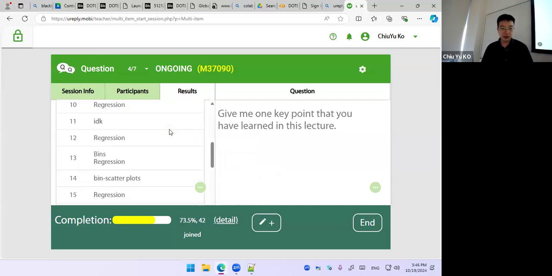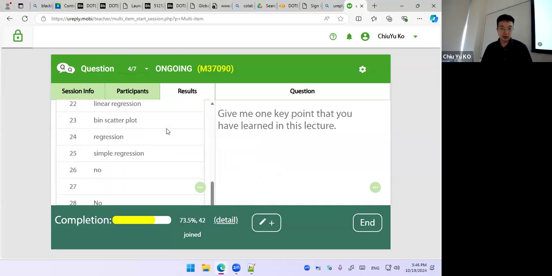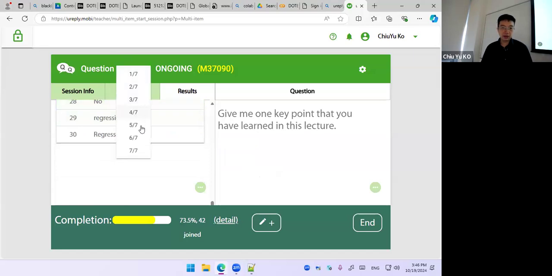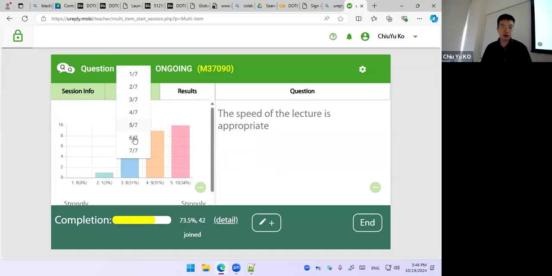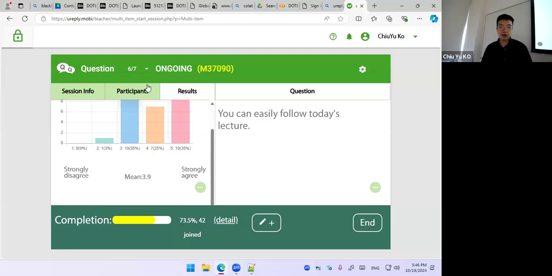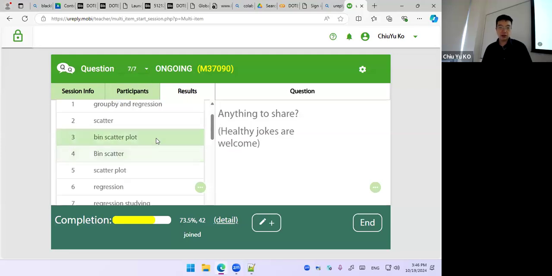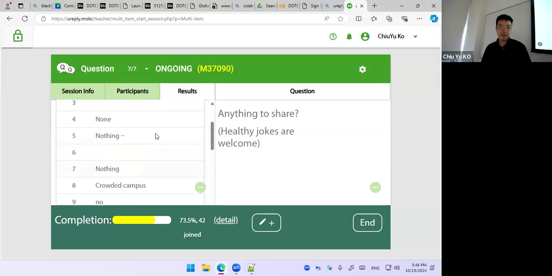So it's bin scatter plot. Yes, that's a good one. For the question where there's no answer, that's the right thing. So overall, it's okay. Not too slow, not too fast. Maybe I can go slightly faster because many of you requested.